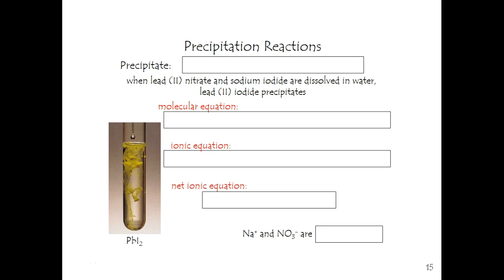AP Chemistry Screencast 2.11: Precipitation Reactions. This is really a subset of net ionic equations. We can define a precipitate as the insoluble solid that separates from a solution.